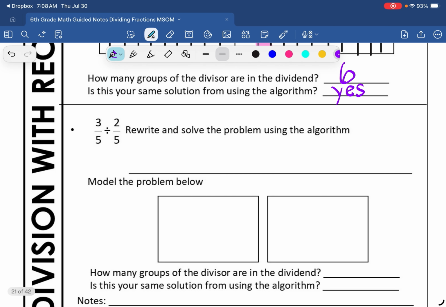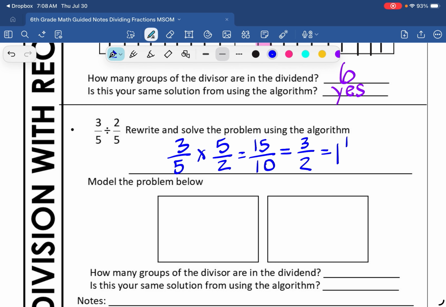Yes. Let's do 3/5 divided by 2/5. So first we're going to use the algorithm. So keep the first fraction, change it to multiplication, and flip the second one. 3 times 5 is 15. 5 times 2 is 10. That simplifies. I can divide the numerator and the denominator by 5, and that gives me 3/2, which is the same as 1 1/2.